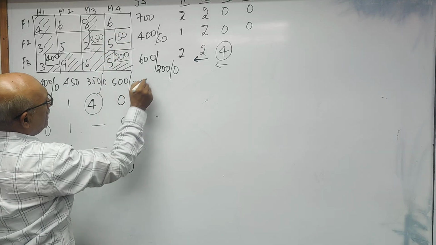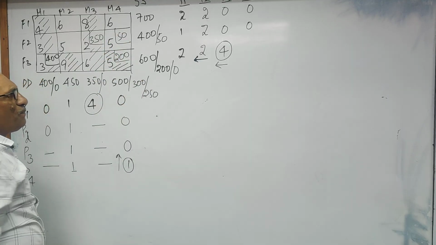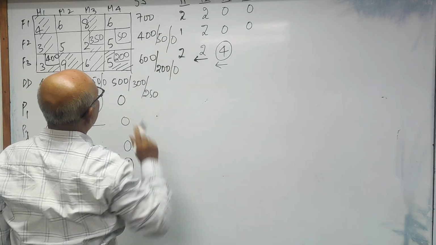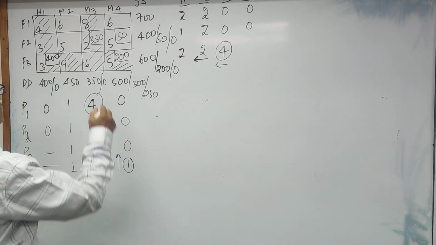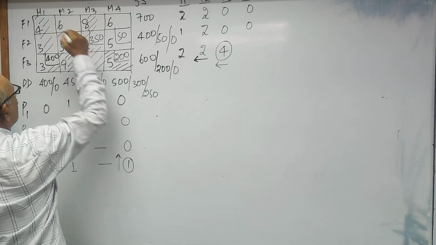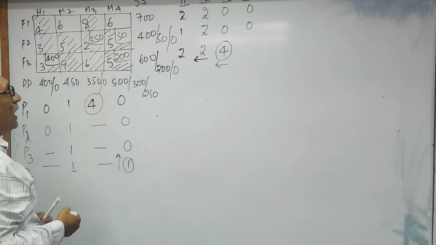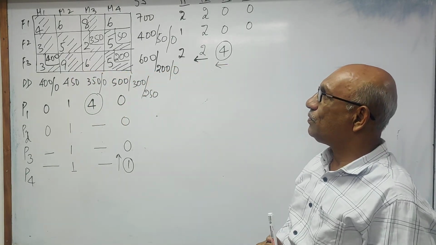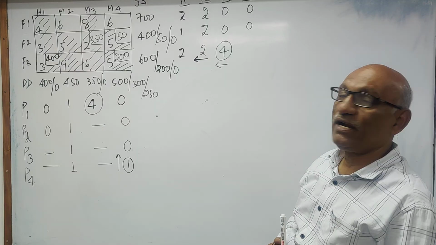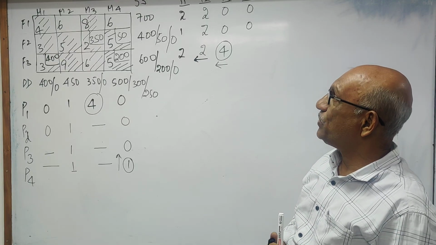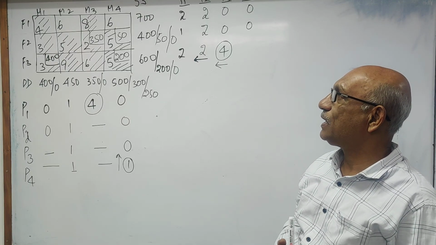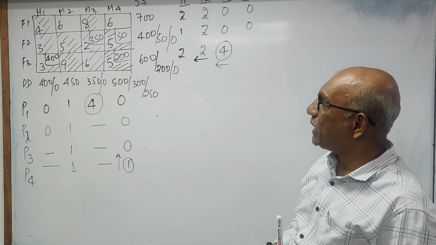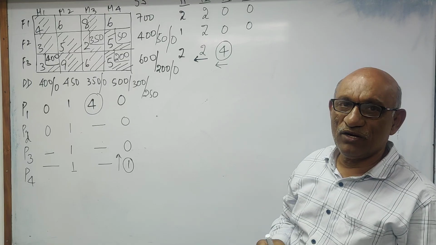50 units are supplied. This market requirement is reduced to 250 and availability at this factory is over. Eliminate this factory from the picture. Now, goods are available at factory 1 only. Market 2 requires 450 units. Market 4 requires 250 units.